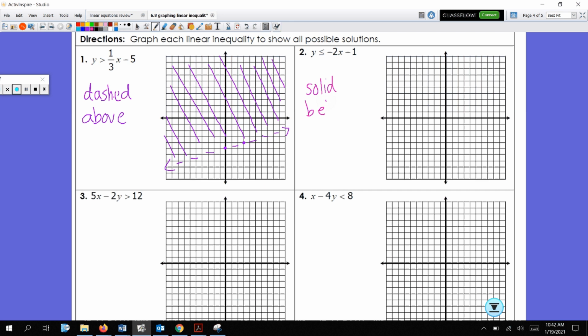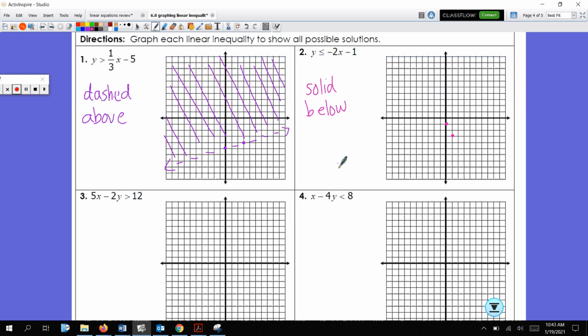Now let's take a look here and graph this line. First, we always start with the y-intercept, which is -1. Go down to -1 right here. Boom, on the y-axis. My slope is -2. So I go down 2, 1, 2, and right 1. And it's a solid line.